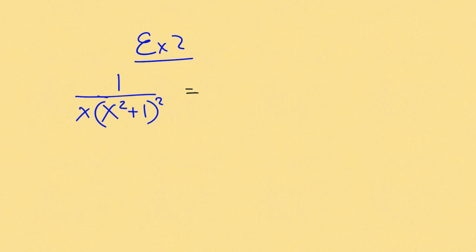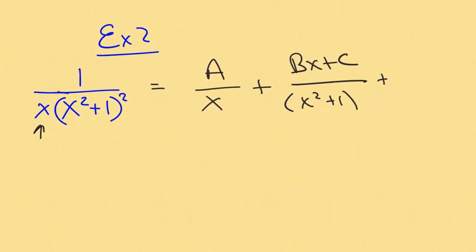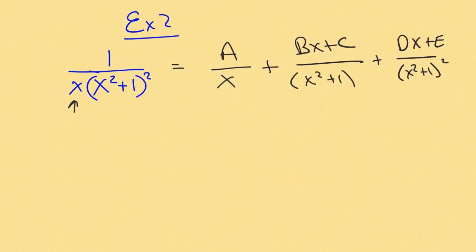Here we have a repeated quadratic. I have a linear term, so it still gets just A over x, plus, for my repeated quadratic, I do it once to build it up, so I'm going to have over x squared plus 1. And if you remember, for quadratics, I use Bx plus C. And then I have to do another one for x squared plus 1 to the second. So I'll use Dx plus E.